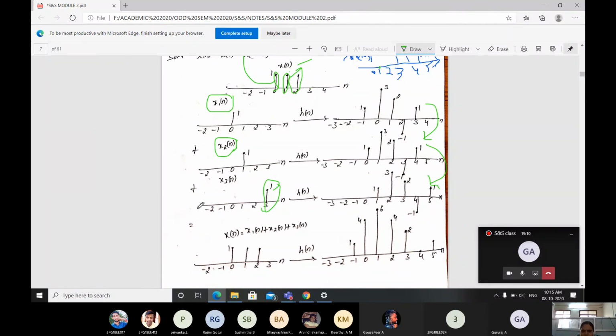When I add all the signals, I will be getting my resultant, that is x of n equals x1 of n plus x2 of n plus x3 of n. This is x1 of n, added with x2 and x3, and then I will be getting this x of n signal. That is the resultant. In the same way, we have to add these three signals also.